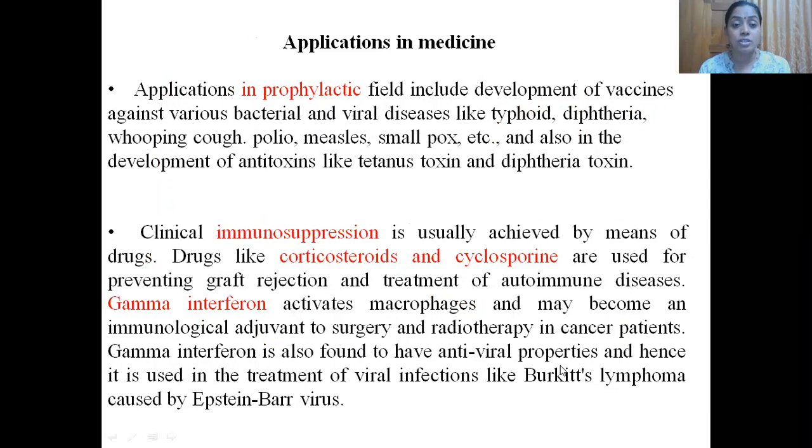Then applications in medicine. രോഗപ്രതിരോധത്തിനായി നമ്മൾ വാക്സിൻസ് യൂസ് ചെയ്യുന്നത് അല്ലേ? കോമൺ ആയിട്ട് നമ്മൾ ബാക്ടീരിയൽ ആൻഡ് വൈറൽ വാക്സിൻസ് ആണ് യൂസ് ചെയ്യുന്നത്. സോ ബാക്ടീരിയൽ വാക്സിൻസ് ഇൻക്ലൂഡ് വാക്സിൻസ് അഗെയിൻസ്റ്റ് whooping cough, diphtheria, typhoid, and also there are vaccines against polio, measles, and smallpox. Then we use antitoxins. Toxins are poisonous substances that are produced by these microorganisms. So antitoxins are used against tetanus and diphtheria.